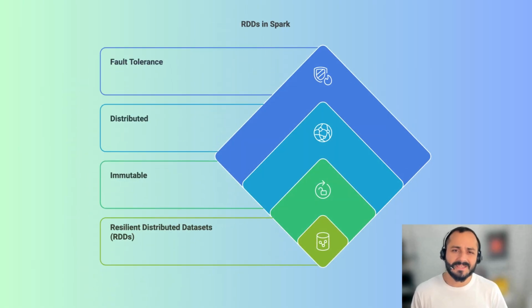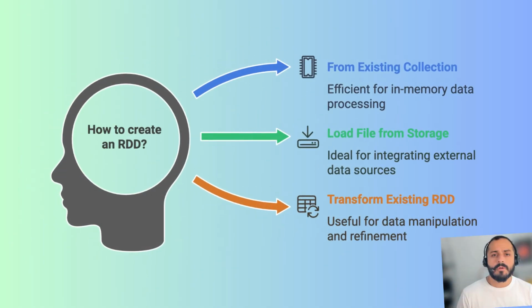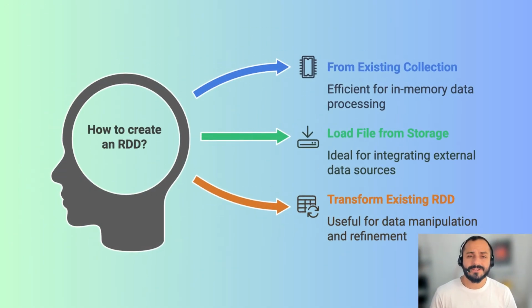So what are RDDs? In Spark, data is stored in special structures called resilient distributed datasets, RDDs. These are collections of data that are distributed across multiple machines, immutable, meaning they can't be changed after creation, and fault tolerant, meaning they can recover if something goes wrong. So how are RDDs created? There are three main ways to create an RDD: from an existing collection in memory, by loading a file from storage, and by transforming an existing RDD.